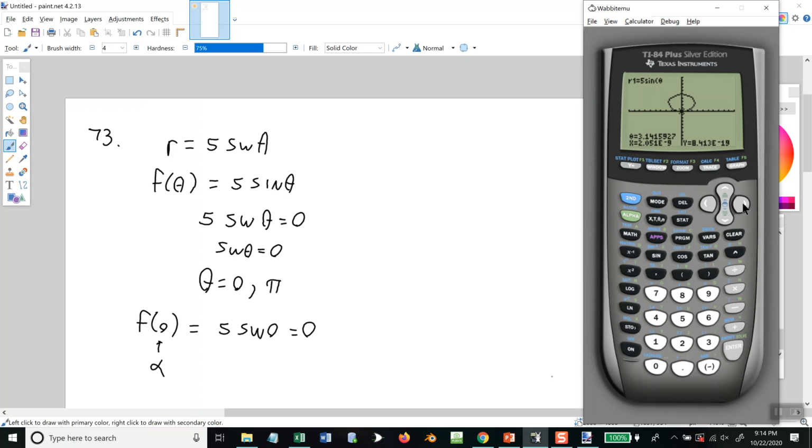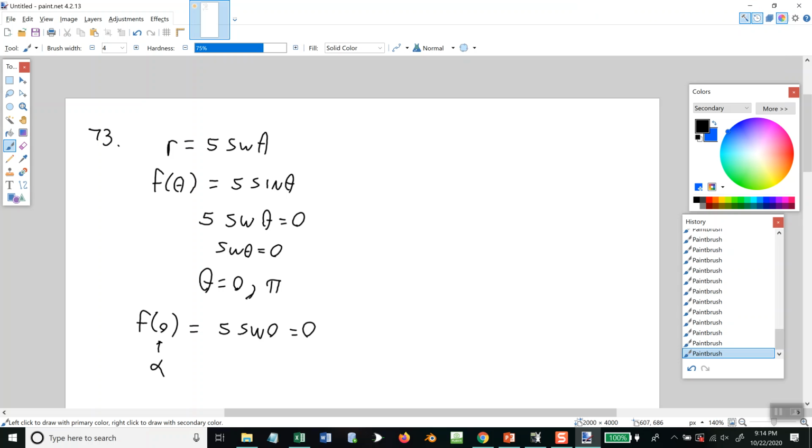Pi takes me back to my original point, doesn't it? So basically, these would be the same, wouldn't they? 0 and pi. So the only one I need to consider is 0. This is why understanding that trace. Now, these were a nightmare before the graphing calculator, because you'd have to do those T-charts, build it, see where it ended, and so forth. And this has simplified it so much.